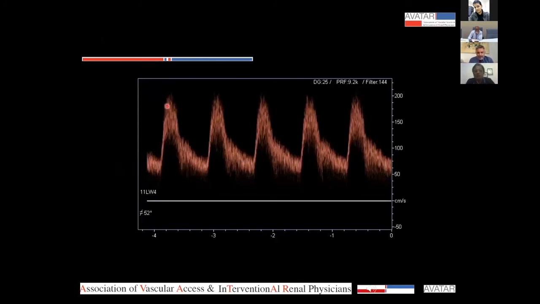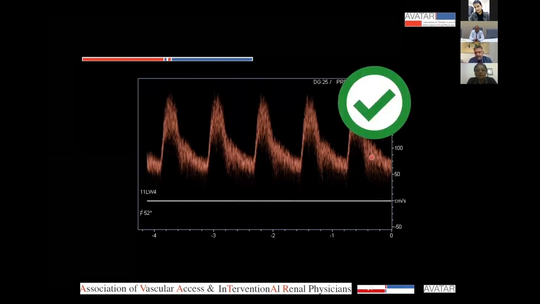As can be seen from the detail of this Doppler analysis, the flow in the brachial artery is continuous and high, even in diastole. With this pattern of Doppler analysis, we can say that the vascular access is patent.